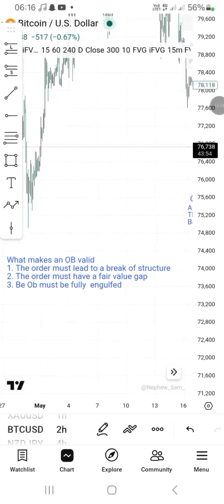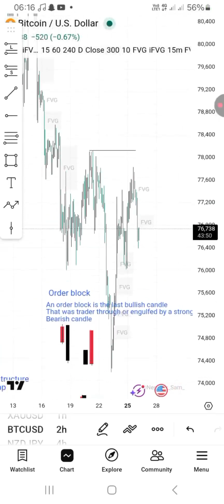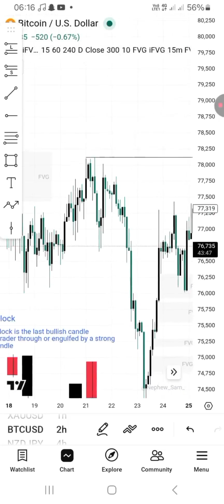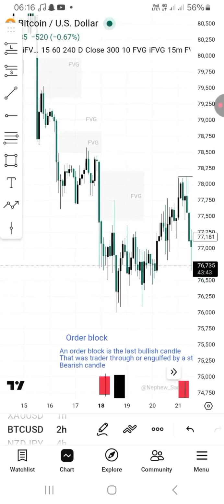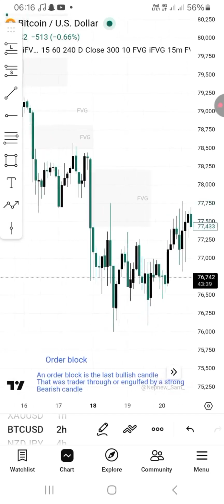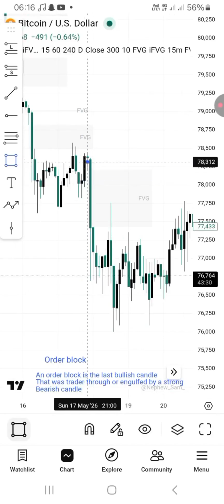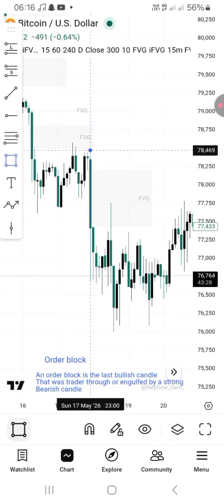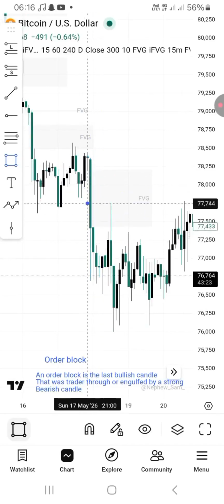So, having these three things in mind, let's jump into the chart. So this is the BTC chart, and we are just doing one example, and we are done with this video. Now, as you can see, this is an order block. This is a bearish order block. It's a bullish candle, as you can see, that was traded through by a bearish candle.